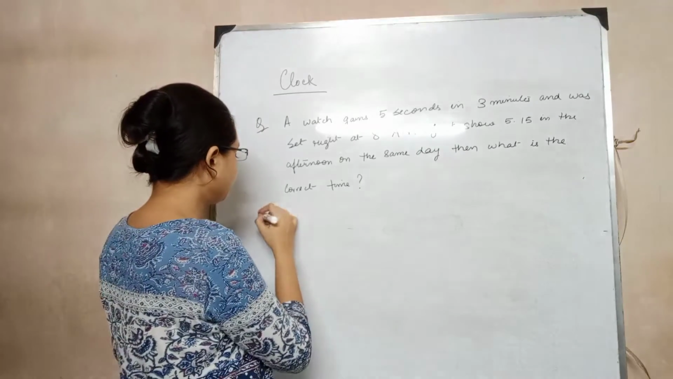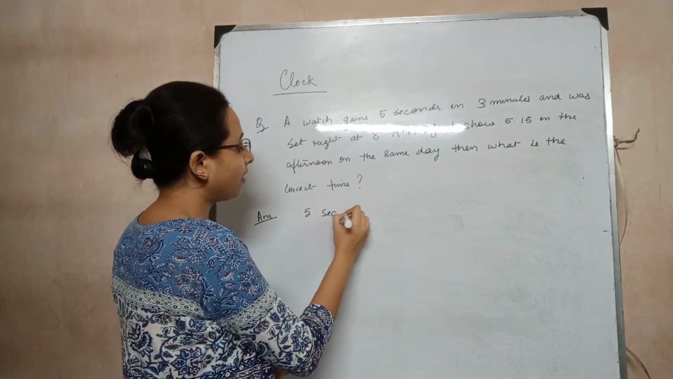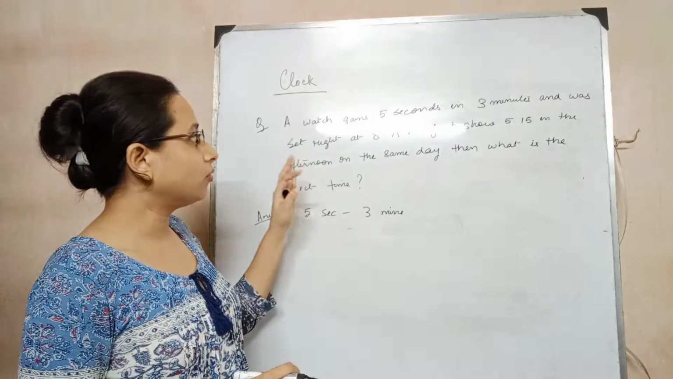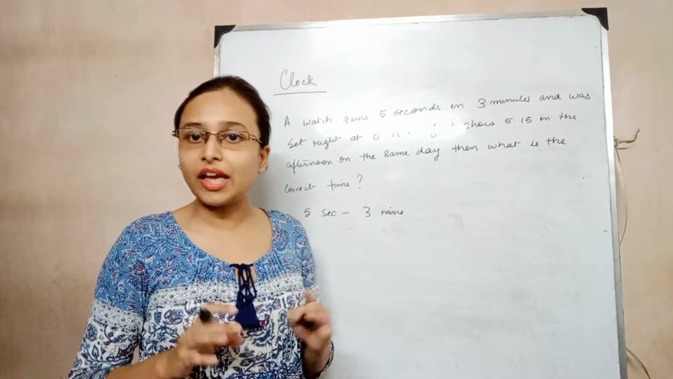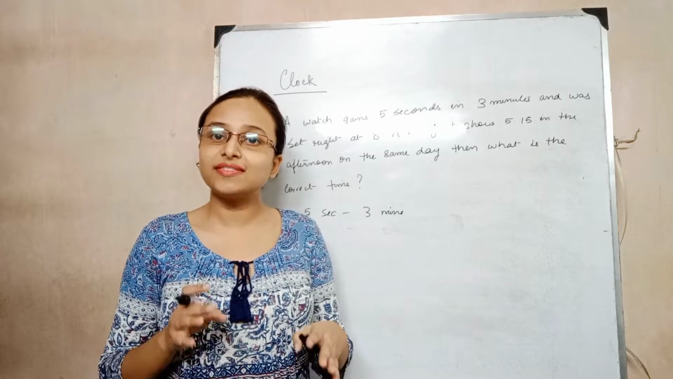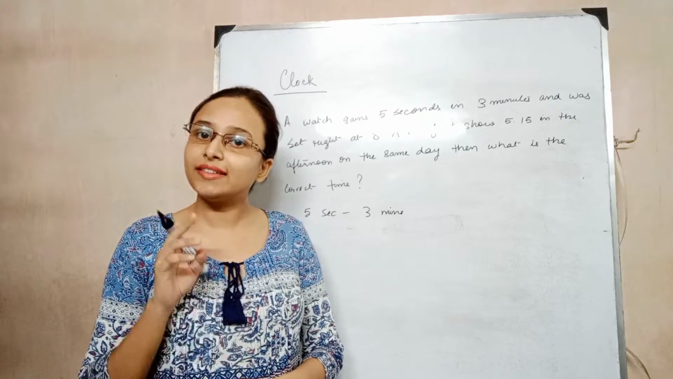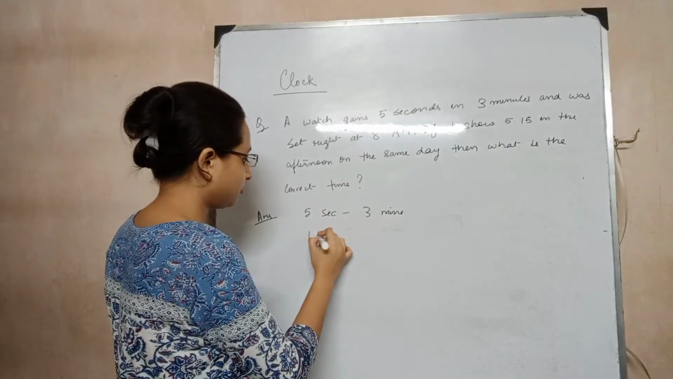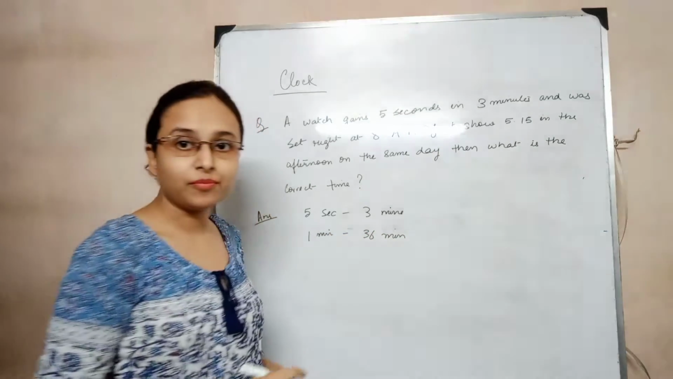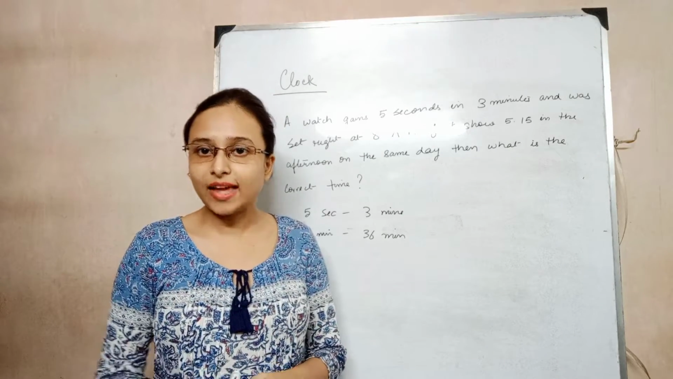We already know, according to the question, it is 5 seconds in 3 minutes. Right. So the watch is gaining 5 seconds in every 3 minutes. That is already given in the question. So with that very same logic, we can say that it is 1 minute in 36 minutes. Right? 1 minute in 36 minutes according to the very same logic.